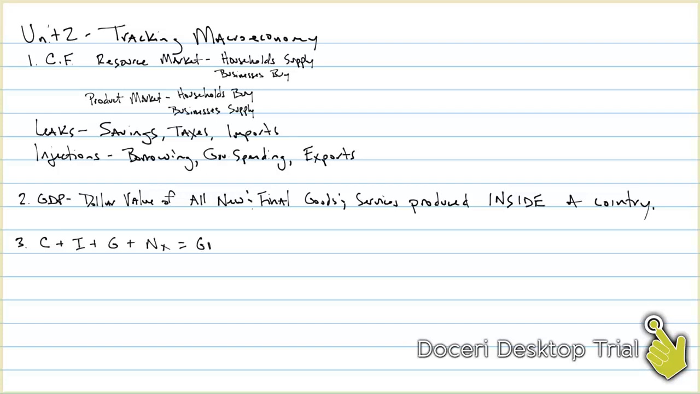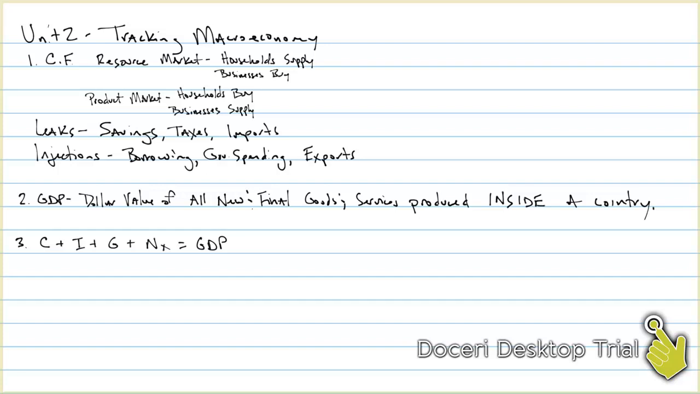equals GDP. Now, the whole purpose of these components is just to break down all the different types of spending that we add together to get the GDP using what we call the expenditure approach. The expenditure approach is just fancy for adding up all the dollars spent to get the GDP. We break them into these four components.